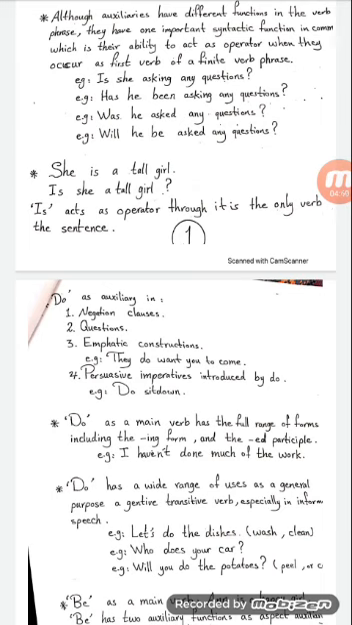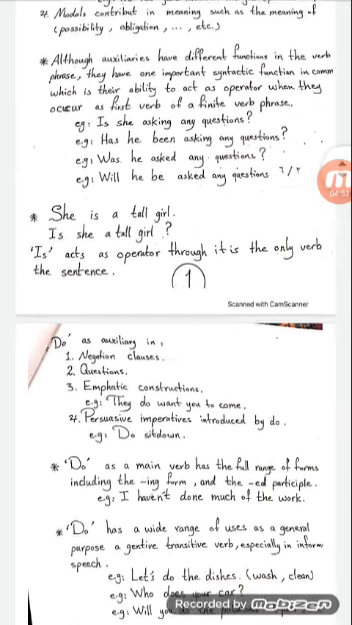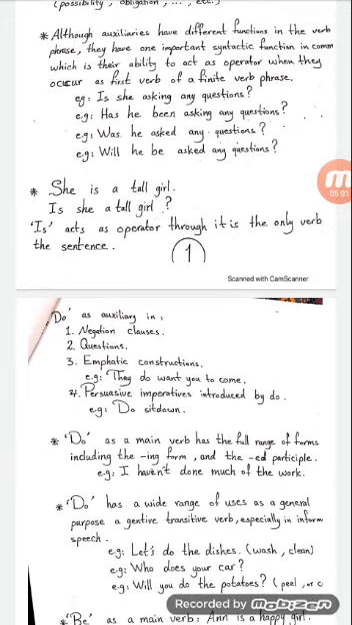They do want you to come. What are emphatic constructions? To give more emphasis to the form of the verb, we use do. They do want you to come, so they insist on your coming. Persuasive imperatives are introduced by do. Do sit down. We also need do with imperatives to make them persuasive.